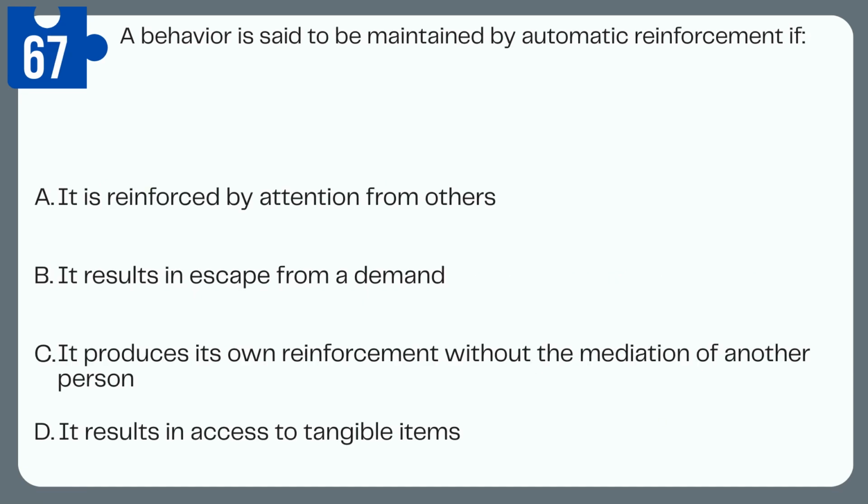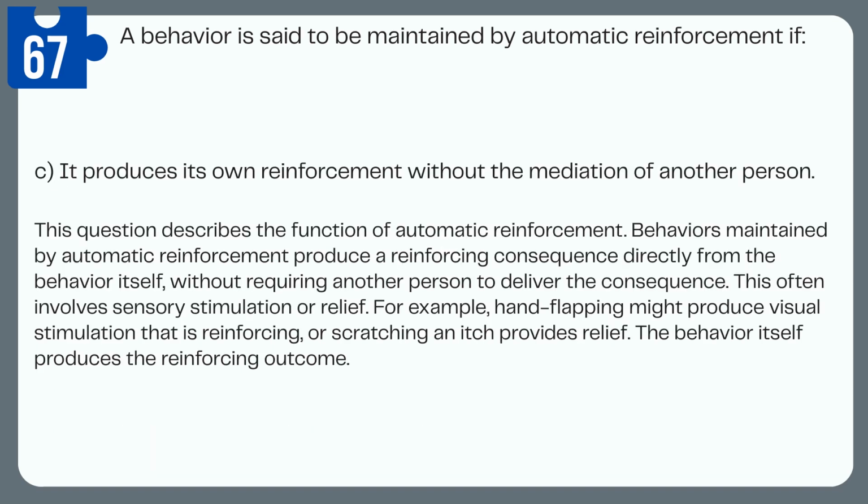Question 67. A behavior is said to be maintained by automatic reinforcement if A. It is reinforced by attention from others. B. It results in escape from a demand. C. It produces its own reinforcement without the mediation of another person. D. It results in access to tangible items. Answer. C. It produces its own reinforcement without the mediation of another person.